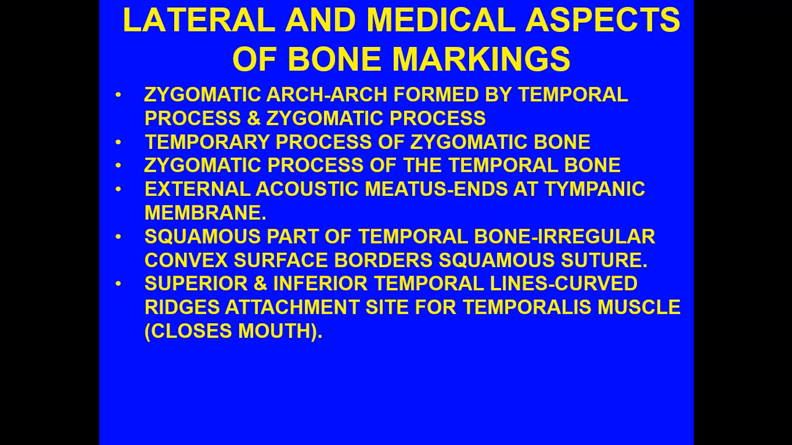We have also the external acoustic meatus, and this ends at the tympanic membrane. It's sort of the opening in the skull for hearing. The squamous part of the temporal bone is an irregular convex surface. It basically borders the squamous suture. Superior and inferior temporal lines. What about those? These are curved ridges, the attachment site for the temporalis muscle. Basically, this is on the side, and it closes the mouth.